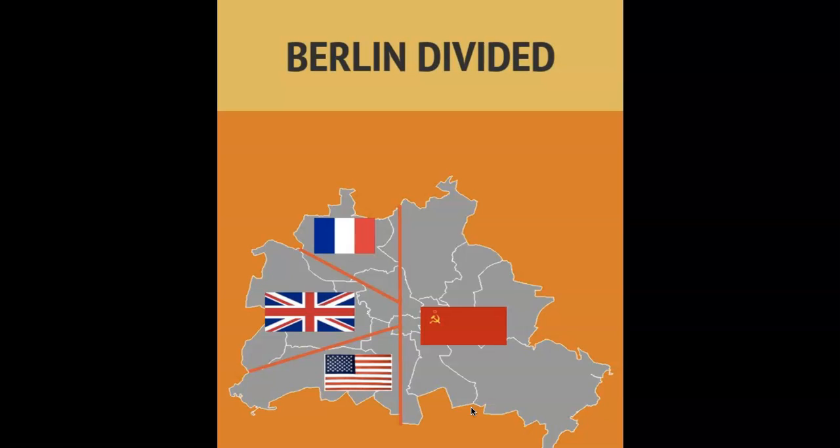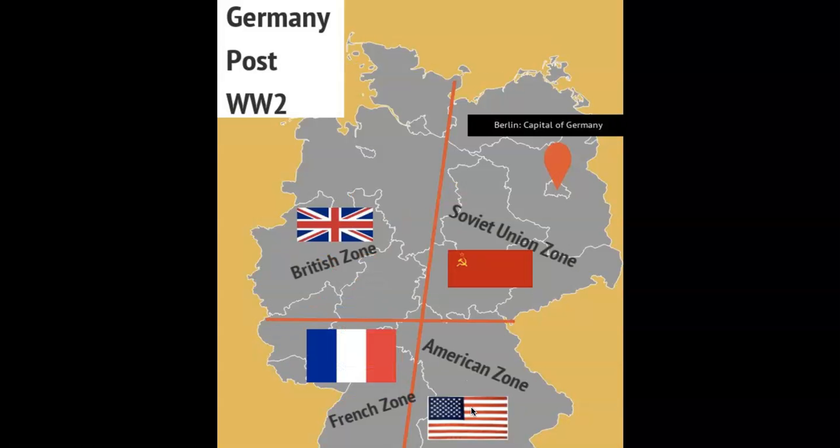Now this came to be a problem when the Soviet Union decided that they didn't like the Americans, the French, and the British anymore after the war had ended. So they said, okay, you can have a piece of Berlin, but you can't drive on our roads in our zone, you can't use our rivers, and you can't touch the land in the Soviet Union zone.